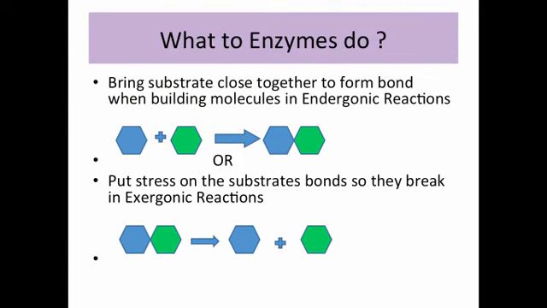So basically, what is the gist of what enzymes do? They're basically going to bring substrates together and cause a molecule to make a larger molecule as an endergonic reaction, or they can put stress on the substrate bonds and break them, causing an exergonic reaction where energy is released. So what the enzyme is going to be doing depends on whether it's endergonic or exergonic.